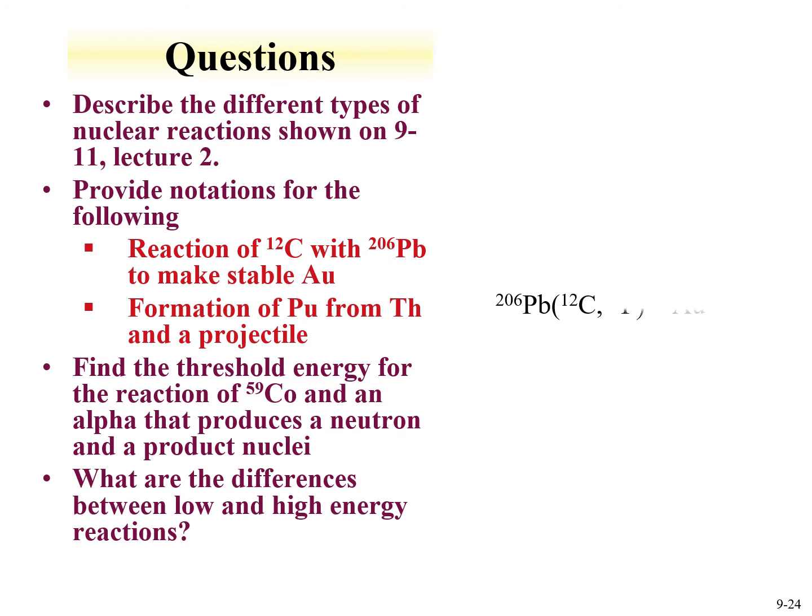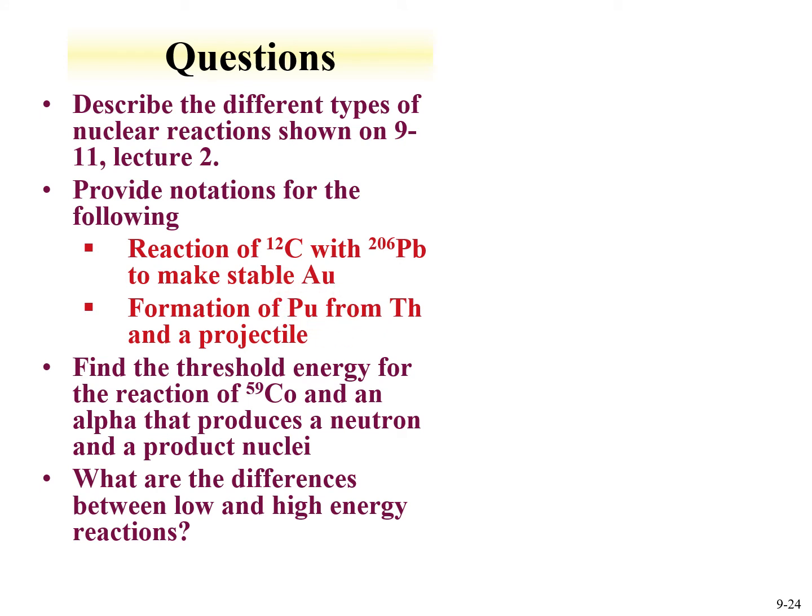In a similar vein, you could talk about the formation of plutonium from thorium and a projectile. This is a fairly open question. You would use a thorium isotope as a target. Thorium-232 is the longest lived thorium isotope, so that would be a reasonable target. Thorium has 90 protons. Plutonium has 94 protons.